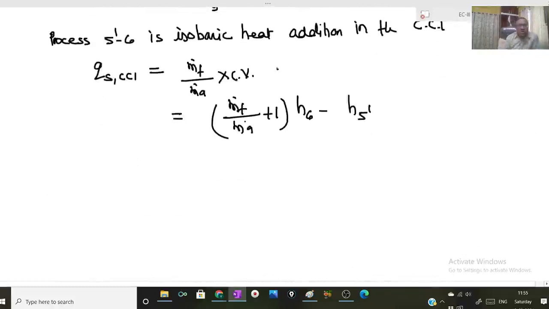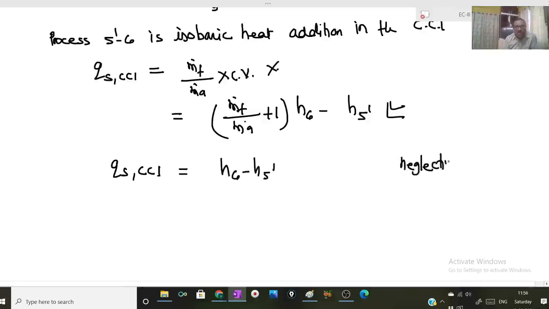So out of this I cannot use this because I don't have any idea about the fuel air ratio. So we have to neglect fuel air ratio. So I can use this formula. How? Q heat supplied in the combustion chamber 1 during the process 5-6 will be, I can write it as H6 minus H5 dash. And in the problem itself it is mentioned we have to neglect mass flow rate of fuel.